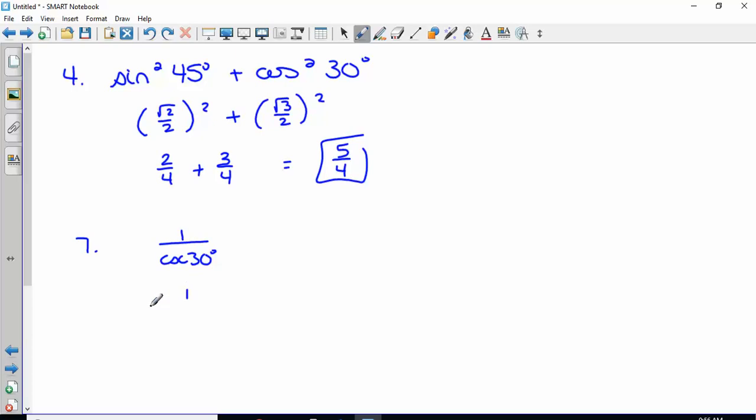Okay, number 7. 1 over cosecant of 30. Cosecant is the reciprocal of what? Sine. Sine of 30 is radical 1 over 2, or 1/2. So cosecant would be the reciprocal of that. So it's just 1 over 2. So I just evaluate this. Cosecant 30 is plain 30. One thing I'm going to tell you guys, remember that table?